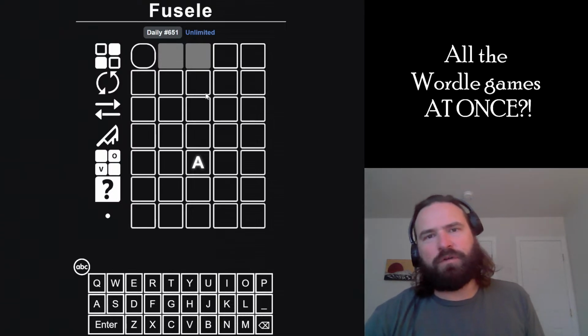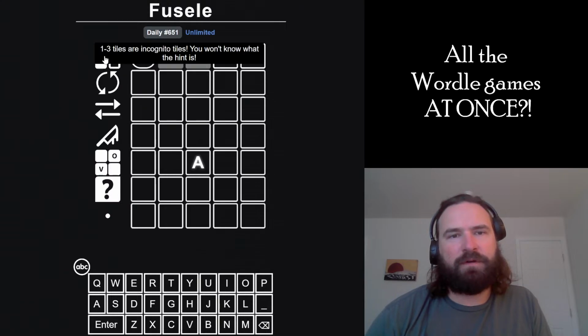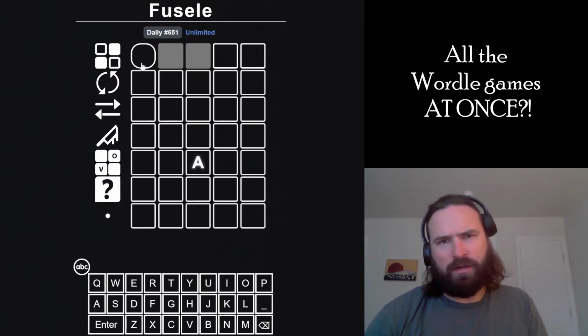Let's match a Fusel. Fusel's the Wordle game that has a different rule set for every single line. So this first guess, we have 1 to 3 tiles are incognito tiles, so we won't know what the hint is. So you can see that 2 of these tiles are kind of blacked out, grayed out. So whatever I put there, I'm not going to get any information about that.